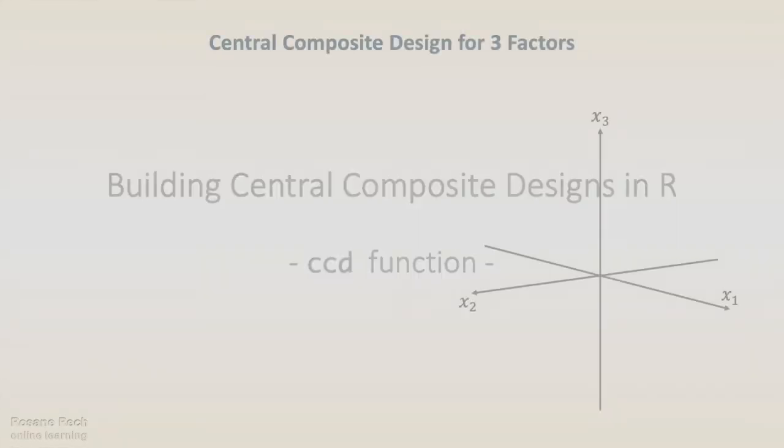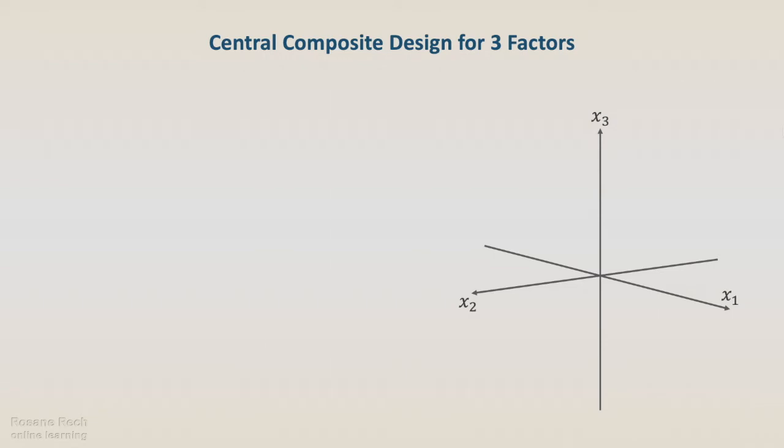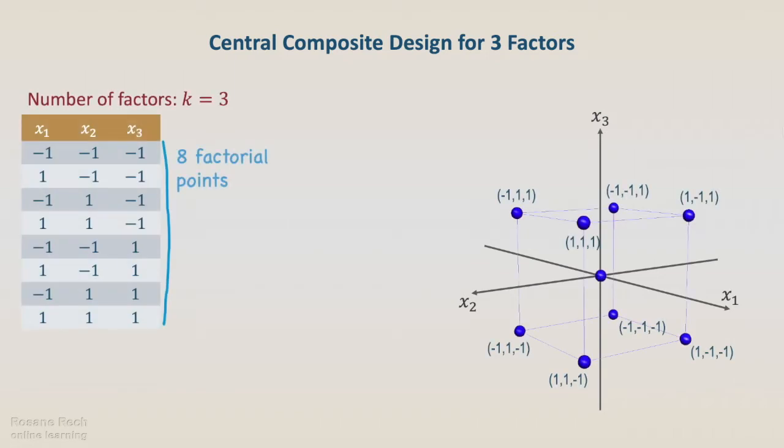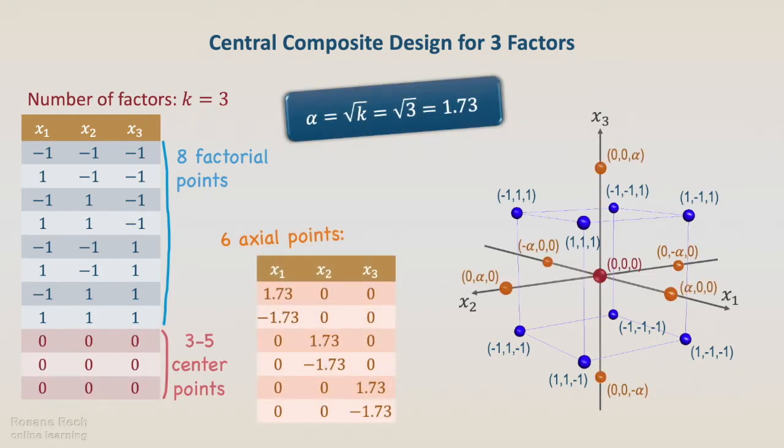Let's now take a look at the central composite design for three factors. The central composite design for three factors is composed of 8 factorial points, which are the combination of the levels -1 and +1 of the variables x1, x2, and x3. Then we add 3 to 5 central points, and finally 6 axial points, totalizing 17 to 19 runs.